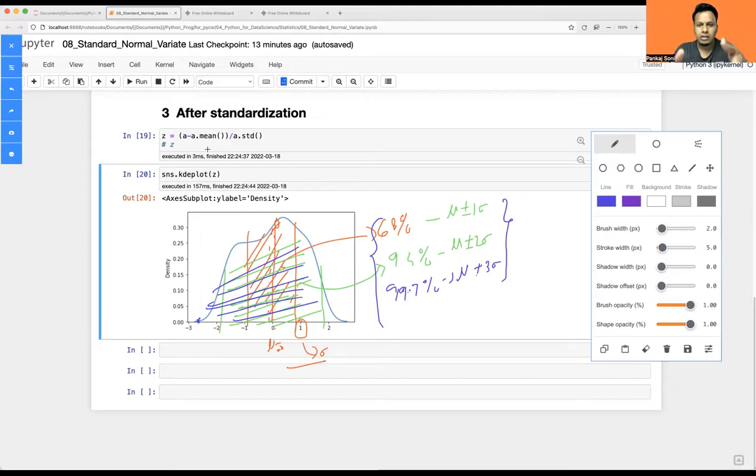Okay, so now after conversion, you can easily say that the data which is between mu plus minus 1 sigma is nothing but 68% data. Similarly, for mu plus minus 3 sigma, 99.7% falls between here to here. That is the beauty of it. Okay, so I hope you understood. This is what I wanted to show about standard normal variate.